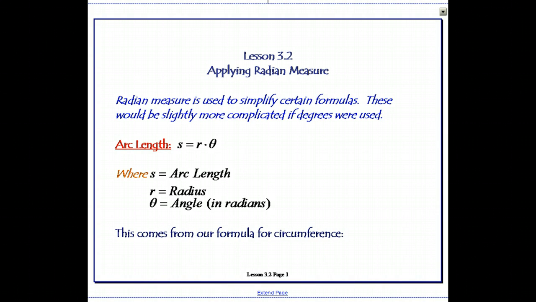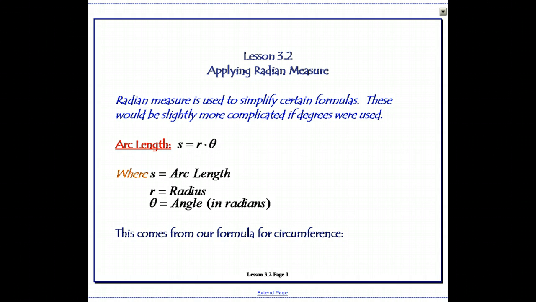Alright guys, this is lesson 3.2, and so we're in chapter 3. This is the second lesson in chapter 3. And the first lesson in chapter 3 was this new way of measuring angles with radians, and I think you're starting to get familiar with that and how big a radian is. A radian is almost 60 degrees.